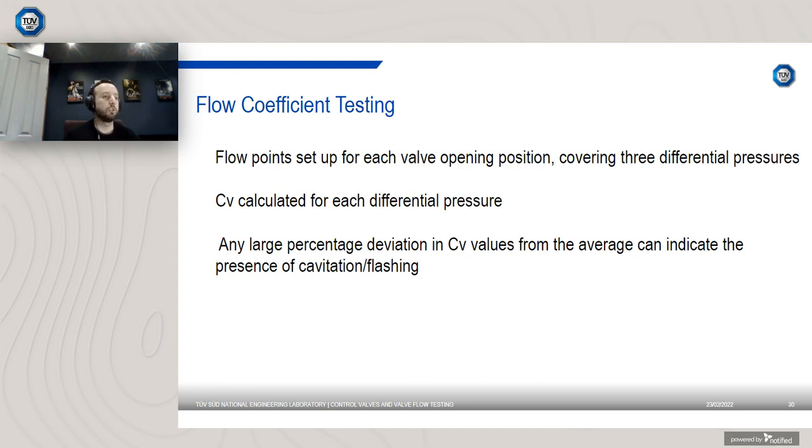And then basically you calculate a CV for each data point and average the 3, and that gives you the CV for that opening position. So if it's a valve that has a number of different opening positions, we would do that for each position, and we can build up a chart of the CV characteristic of the valve.